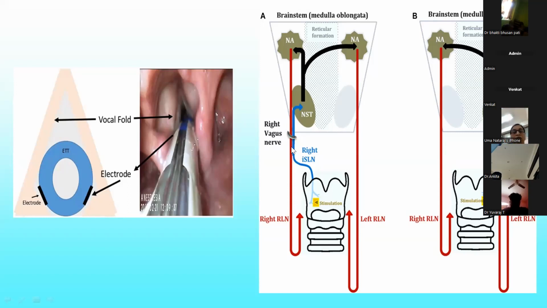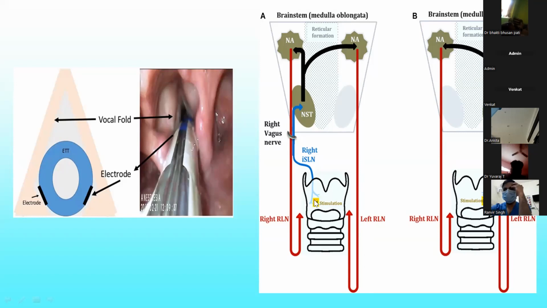This afferent pathway stimulation goes to the nucleus tractus solitarius in the brainstem. From there, it goes to the nucleus ambiguus, which is the nucleus for the vagus nerve in the brainstem, and it comes back through the recurrent laryngeal nerve. So this is stimulation contralateral to the side of surgery and recording ipsilateral to the side of surgery. The pathway goes from sensory to brainstem reflex, and from the reflex pathway it comes back as motor to the recurrent laryngeal nerve.